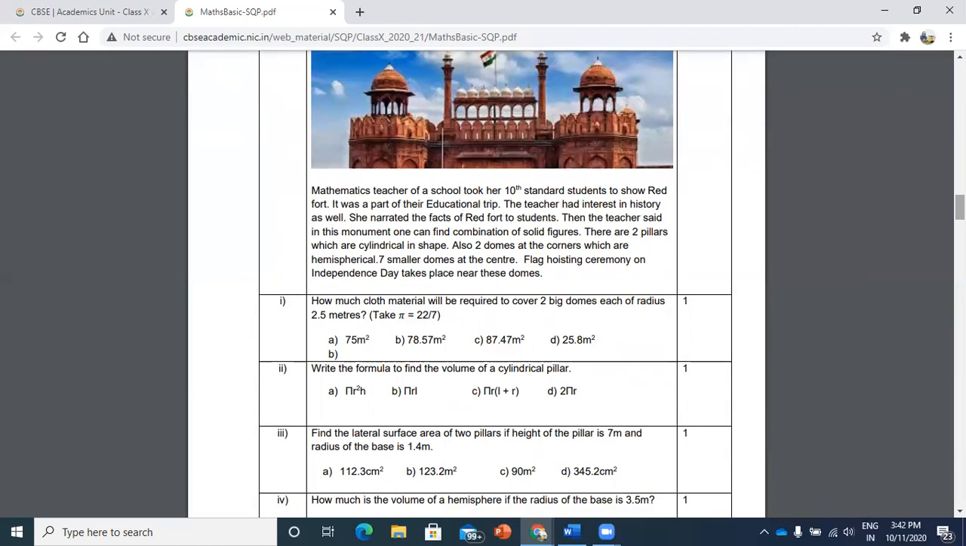Is it cylindrical? Is it hemispherical? That shows your comprehension ability. So you'll have to read through that. So pillars are cylindrical in shape and the 2 domes are hemispherical. So that's where you understand it's a hemisphere.